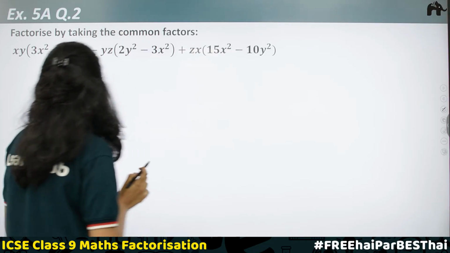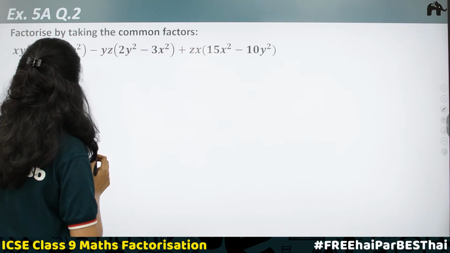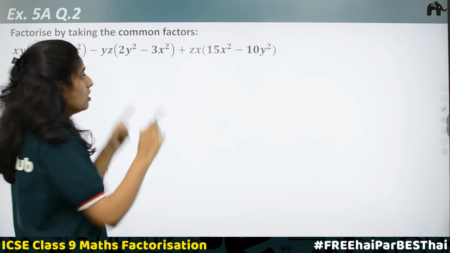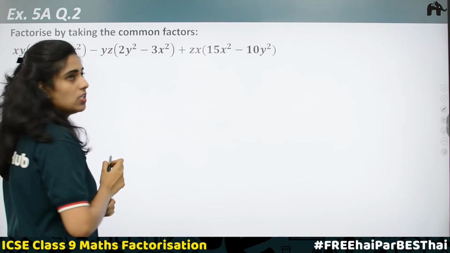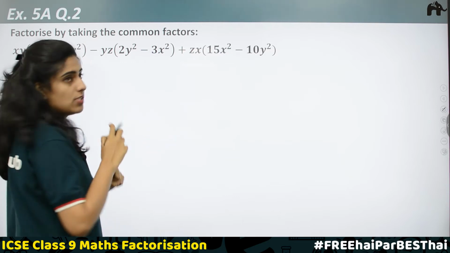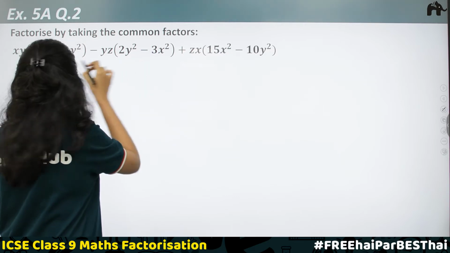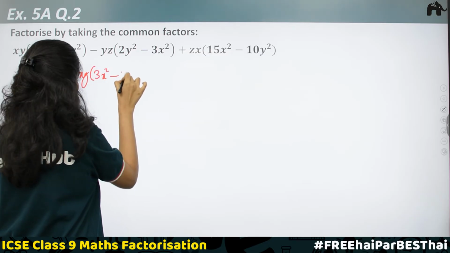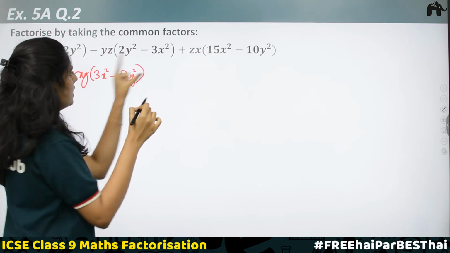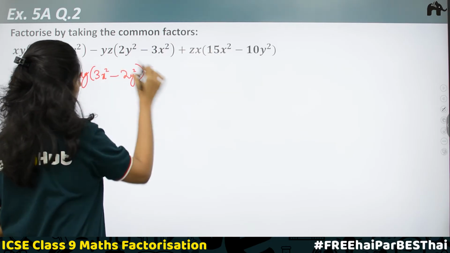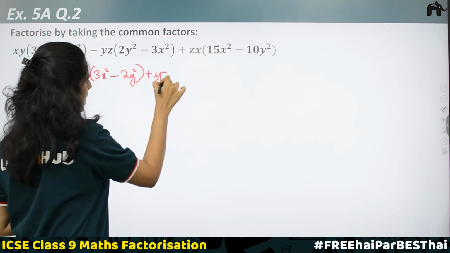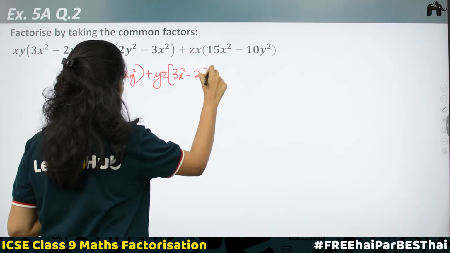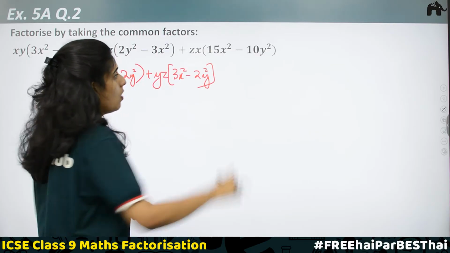When you check inside the brackets, here we have 3x square minus 2y square and here we have 2y square minus 3x square. This can be written as 3x square minus 2y square when you take a negative sign outside. So here we have xy into 3x square minus 2y square. I'm taking a negative sign out, then negative into negative is positive, yz into 3x square minus 2y square. Okay. Now what about this?